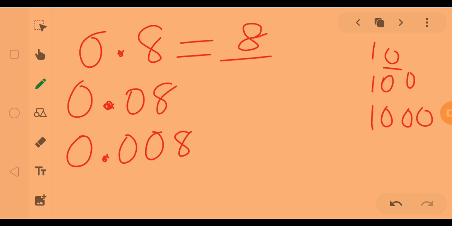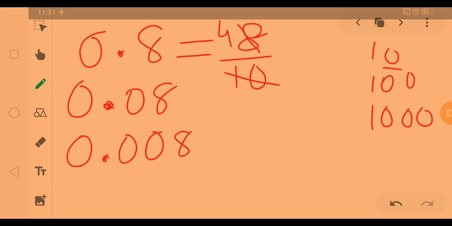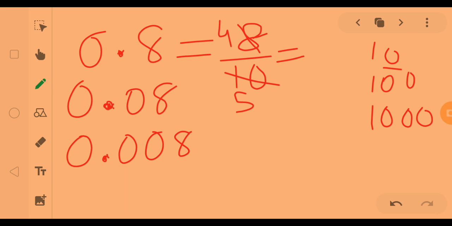So look at the zeros of these numbers. 10 has one zero, so we can give the denominator for this decimal as 10. So it is 8 by 10. 8 by 10 can be further simplified into the lowest form. 8 and 10 are even numbers, divisible by 2. In 8, 2 goes 4 times. In 10, 2 goes 5 times. So the simplest form is 4 upon 5.